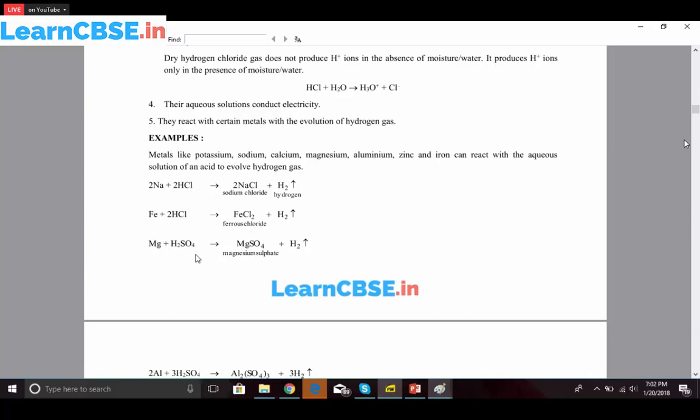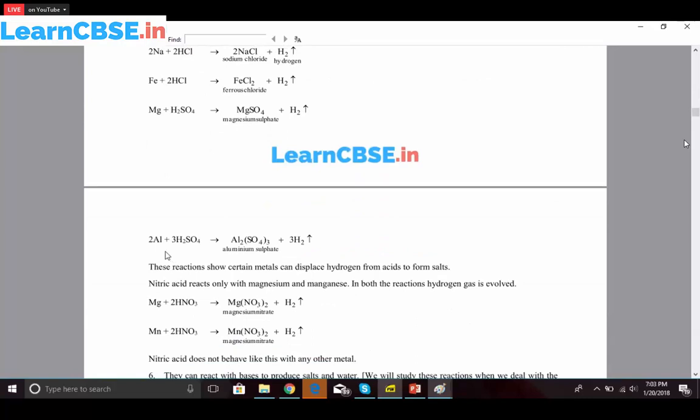Magnesium reacts with the H2SO4 and it produces MgSO4 plus H2 gas. Okay, so why in the sodium reaction have we used 2, but in this reaction we have used only 1 mole of the metal? Because sodium is present in group 1 and it forms a +1 charge. But in this case the iron is a +2 charge and magnesium is also from group 2, it's a +2 charge. So that's why we are not writing the 2 in front of the Fe and the Mg.